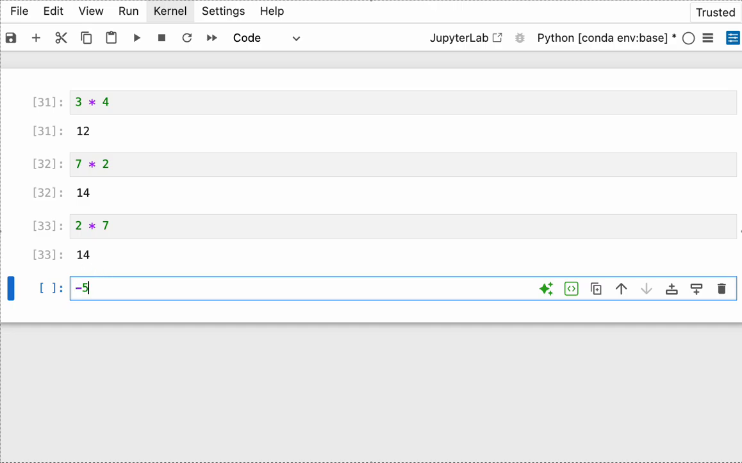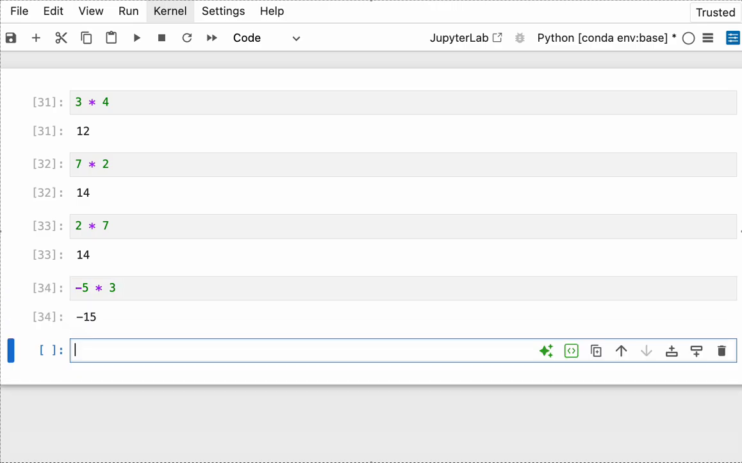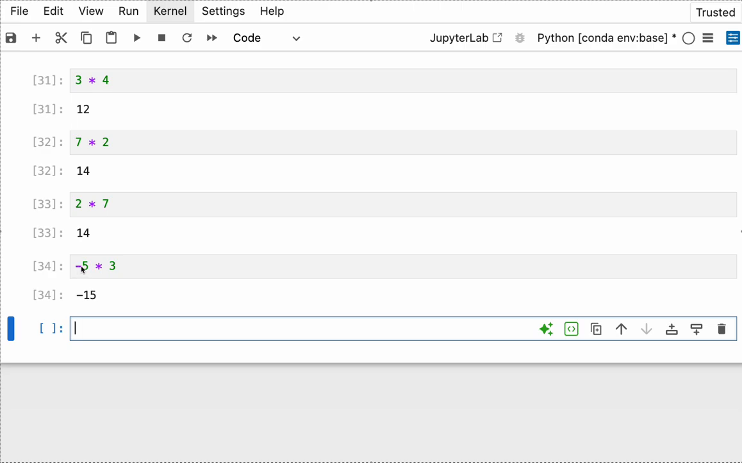Now let's see how to multiply negative numbers and what happens. So let's say we have something like minus 5 multiplied by 3. Can you guess the answer? If you said 15, you're wrong. The answer is minus 15 because we have the negative sign here. So we have negative 5 multiplied by 3, which then makes the whole number negative.